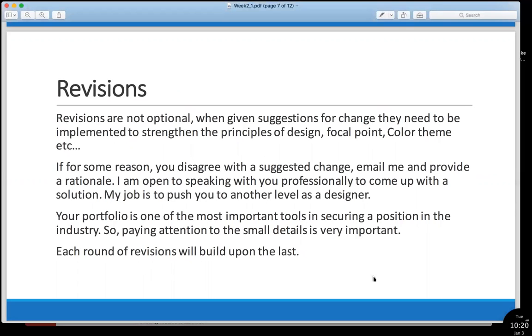Each round of revisions will build upon the last. And again, we're talking rounds of revisions, okay? And again, that is realistic for the workforce afterwards. Generally, your work will go through a few rounds of revisions before it's done. I'd say a minimum for my work is going through about 3 rounds of revisions before it's actually a finished piece and ready to go.